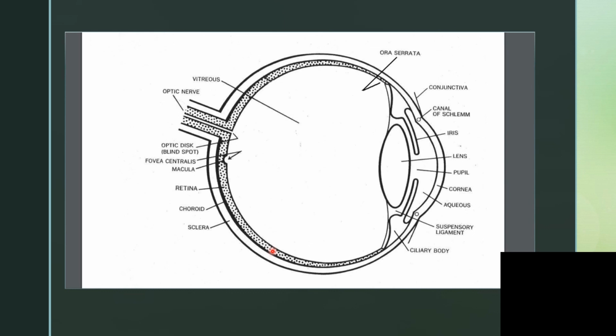And then last, we have the sclera on the outside of the choroid. It's tough, white, and fibrous. It is the outer protective layer of the eye. And at the front of the eye, it is continuous with the cornea.